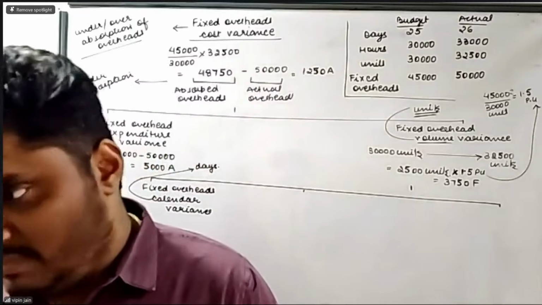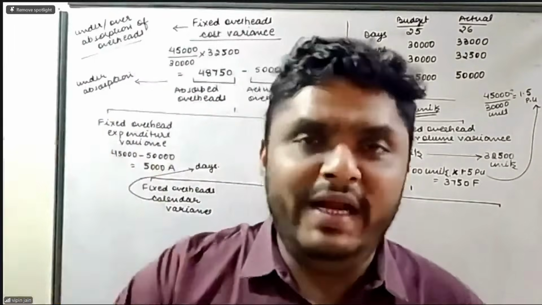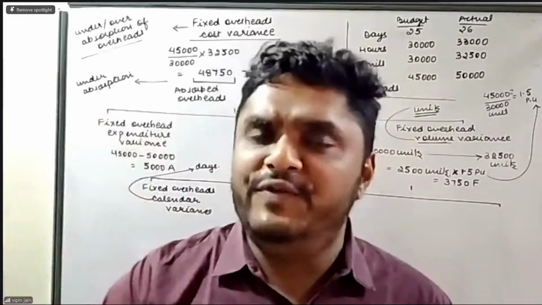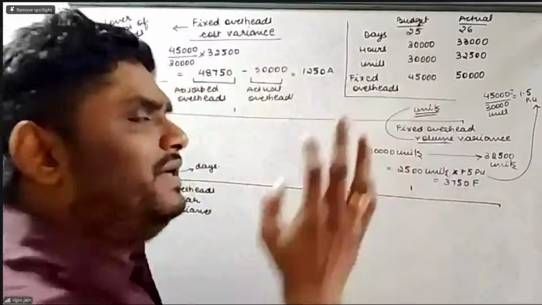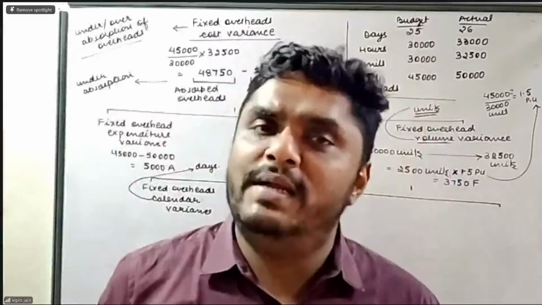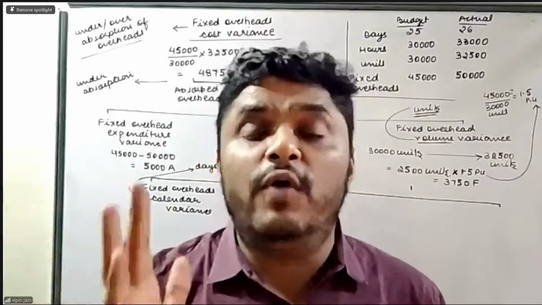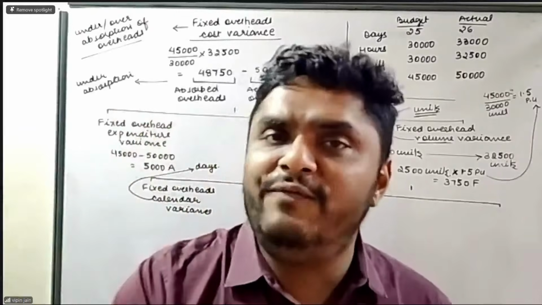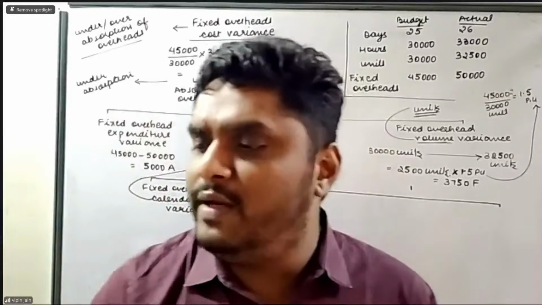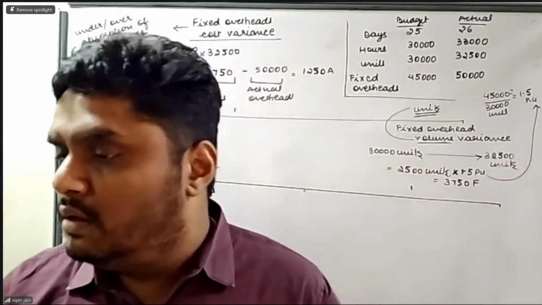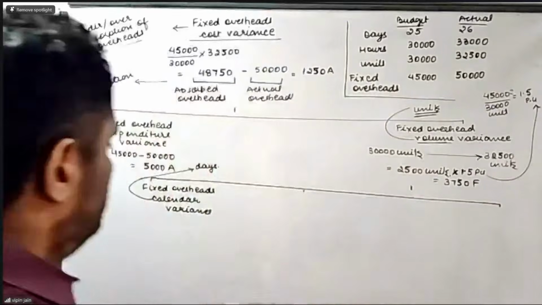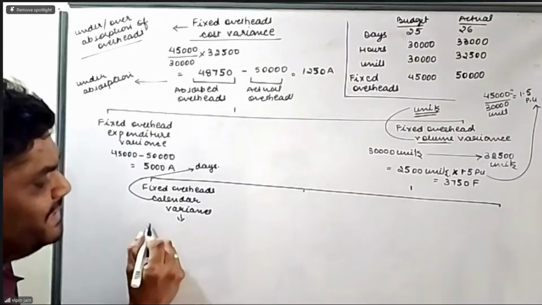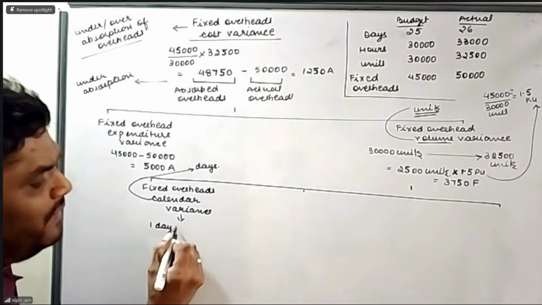A good sign. Well said. Forget about efficiency or inefficiency, whether we worked efficiently or inefficiently. Since the company gave a target that you have to work for 25 days in a month, but we actually worked for 26 days, 1 day extra we worked. So this is a good sign for the company. That's why this variance will be favorable or adverse, Rohit? Favorable. Very good. So now we were supposed to work for 25 days, but we worked for 26 days. 1 day extra we worked.